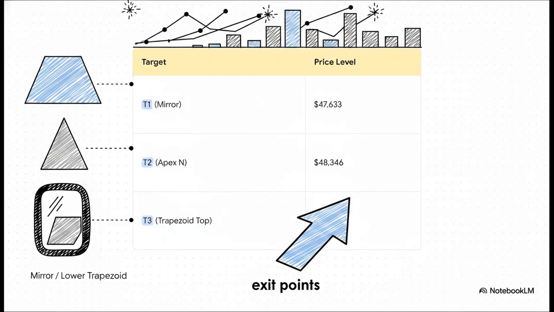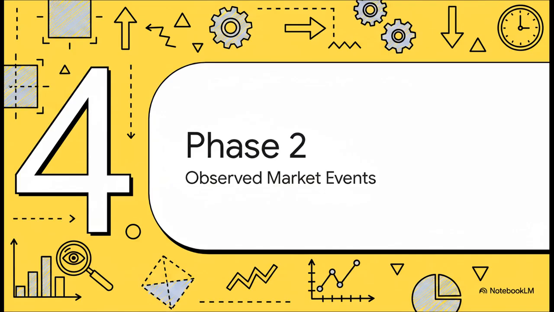And here was the initial roadmap for potential exits. The phase 1 structure laid out 3 targets. First, T1, at the mirror or lower trapezoid level of 47,633. Next was T2, at the apex N, set at 48,346. And the final target, T3, was at the trapezoid top of 49,035. So, that was the plan. That was the blueprint from phase 1.